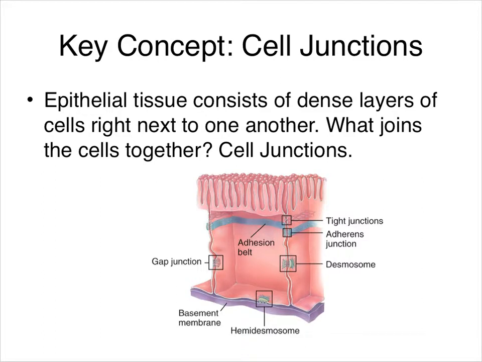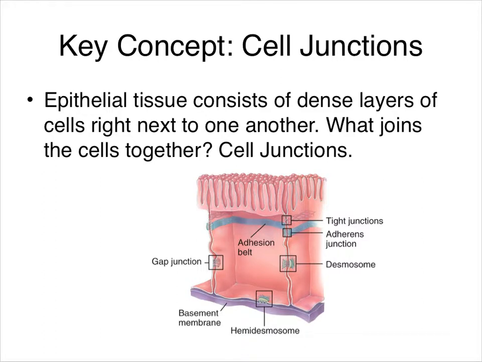And those cells aren't just sitting there next to each other. They're actually connected to each other. And they're connected by special things called cell junctions, of which there are several types. It's actually pretty important that you know what these types are, because they each have different functions, and they're going to be pretty important later on.